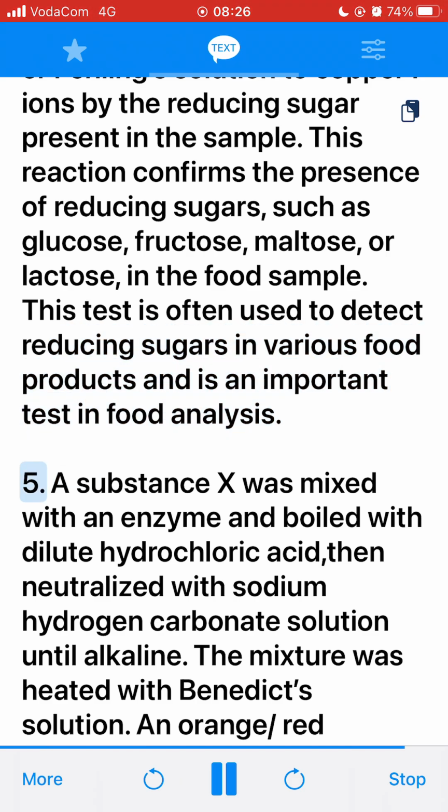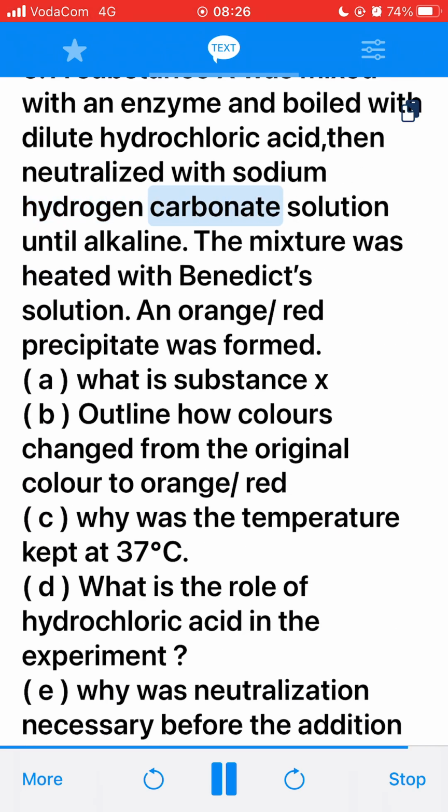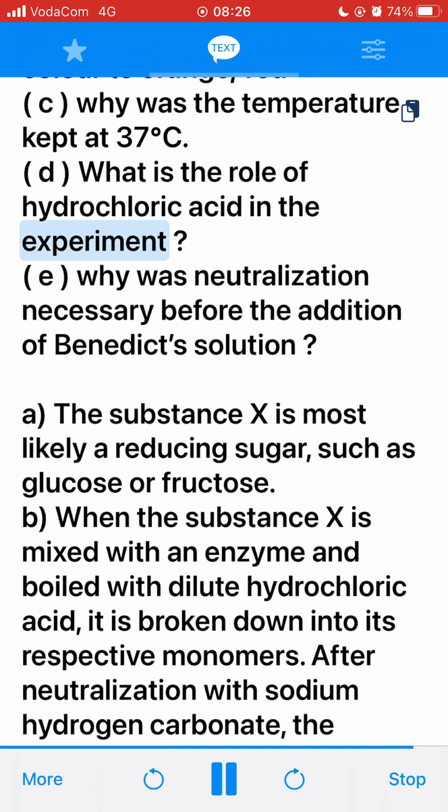5. A substance X was mixed with an enzyme and boiled with dilute hydrochloric acid, then neutralized with sodium hydrogen carbonate solution until alkaline. The mixture was heated with Benedict's solution. An orange-red precipitate was formed. A. What is substance X? B. Outline how colors changed from the original color to orange-red. C. Why was the temperature kept at 37 degrees Celsius? D. What is the role of hydrochloric acid in the experiment? E. Why was neutralization necessary before the addition of Benedict's solution?